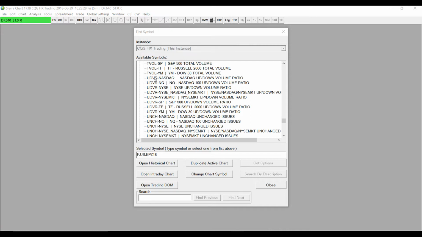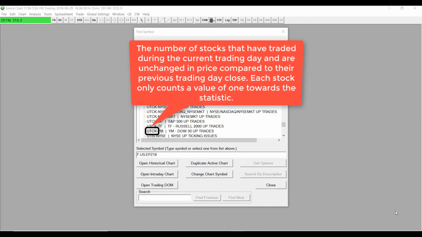Other than that, next up, we have the UNCH. So the definition of the UNCH is the number of stocks that have traded during the current trading day and are unchanged in price compared to their previous trading day close. Each stock only counts a value of 1 towards the statistic.